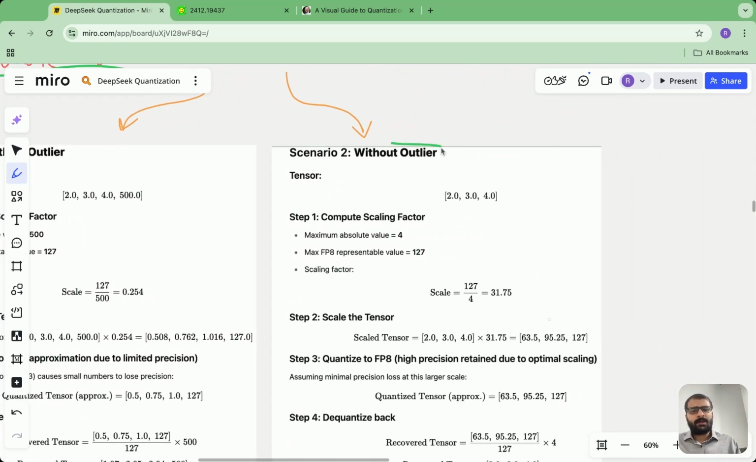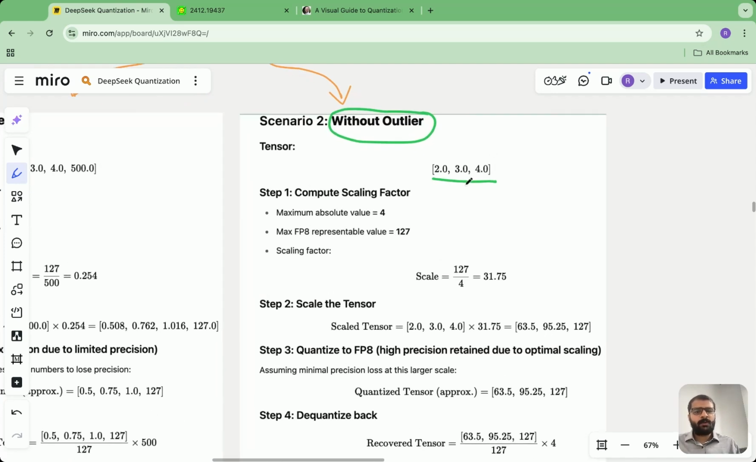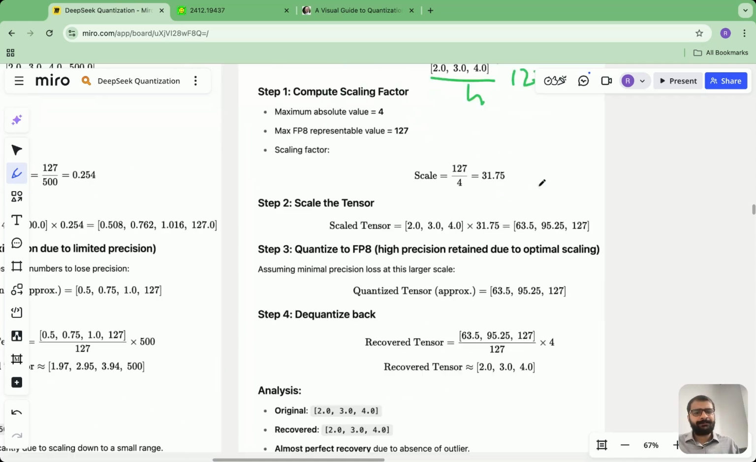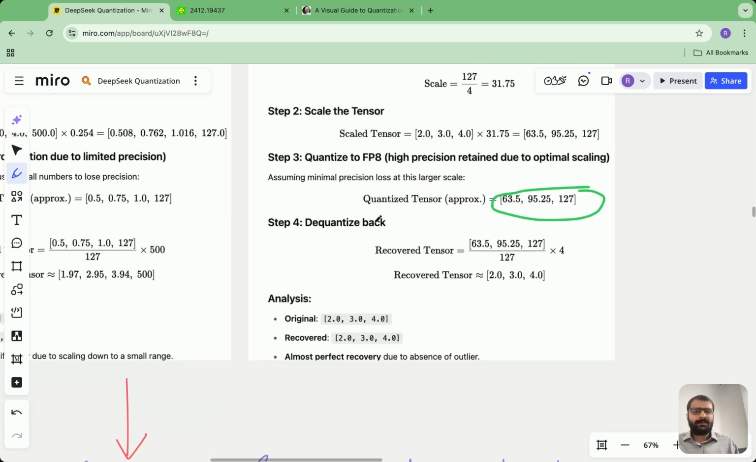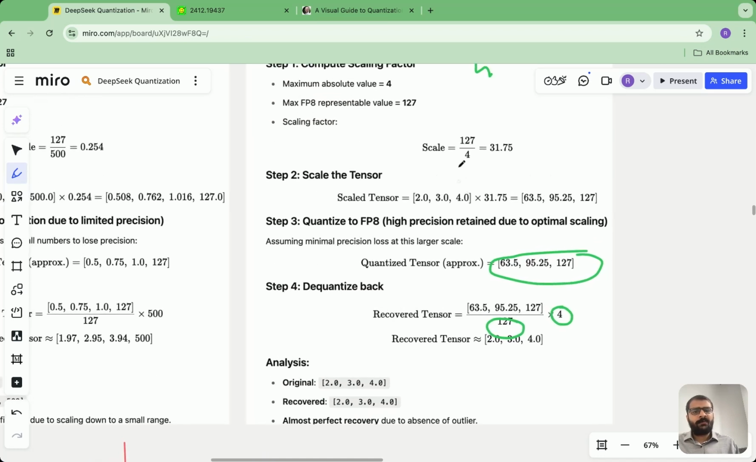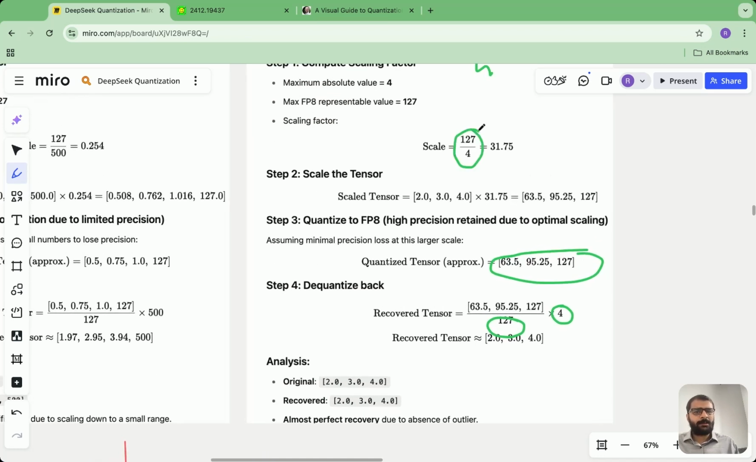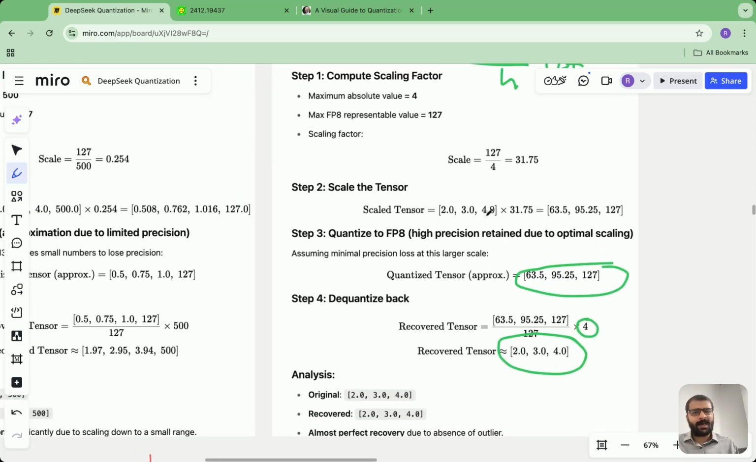First, if you take the look without the outlier, 2, 3, and 4, we divide all these elements by 4 and then we multiply with 127. So this is my quantized tensor now: 63.5, 95.25, and 127. And dequantization becomes much easier, right? For quantization, I multiply with 127 by 4. For dequantization, I multiply with 4 divided by 127. And I recover the same tensor which I had before, which means I do not lose any precision.